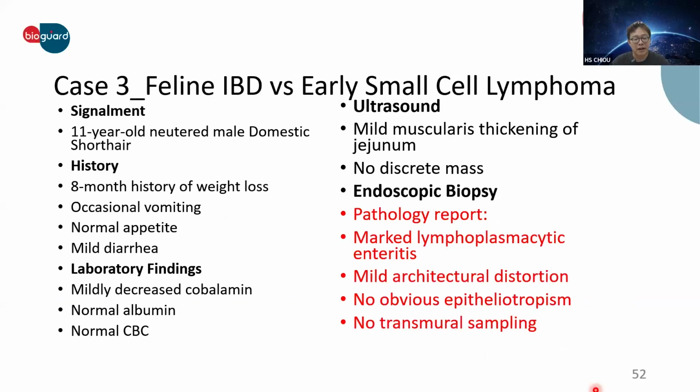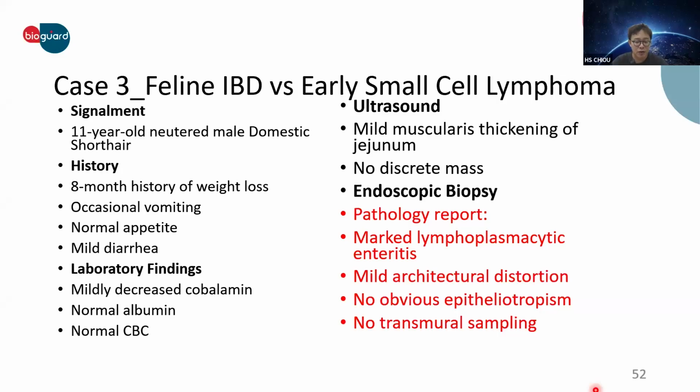Now let's move to the feline case. This is an 11-year-old neutered domestic short-haired cat. He has an 8-month history of weight loss, occasional vomiting, mild diarrhea, but appetite remains normal. Lab work shows mildly decreased cobalamin; albumin and CBC are normal. On imaging, there is mild muscular thickening of the jejunum, but no discrete mass. Because of the chronic weight loss and imaging findings, endoscopic biopsy was performed.